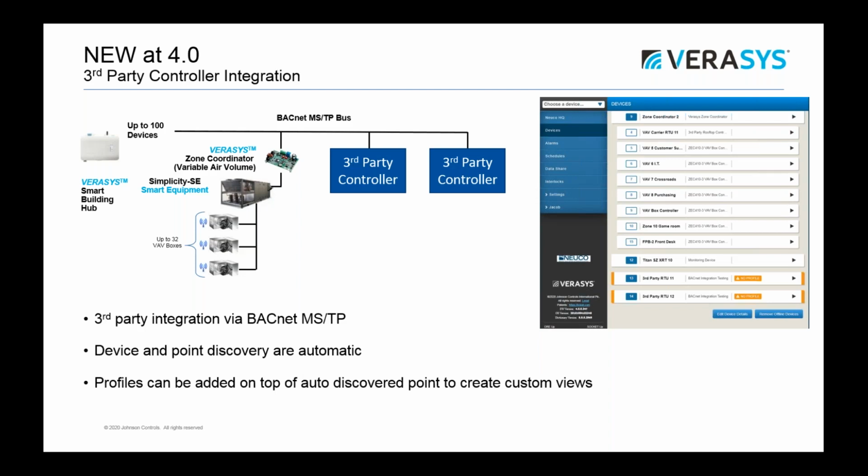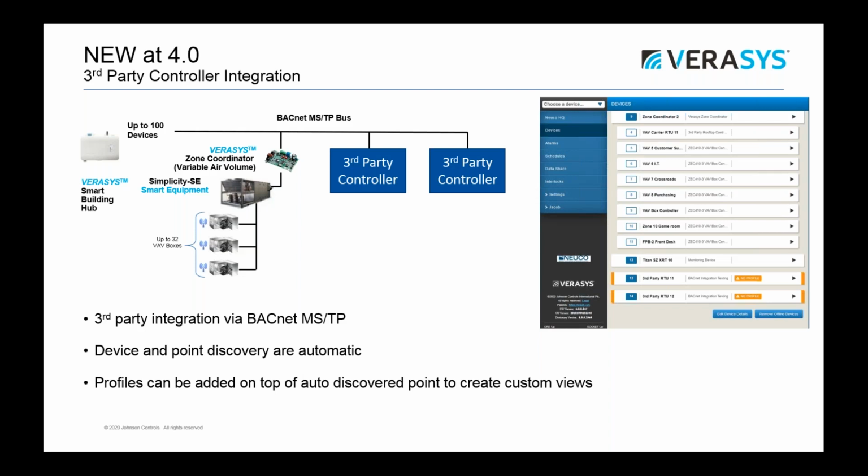The way the discovery works is pretty slick. It's automatic, meaning that you don't need to create any sort of database. You don't need to manually add in devices or add in device points. Once the third-party device is connected to the Smart Building Hub, the hub continuously sends out Who-Is commands to discover the devices, and then sends commands to discover the whole device point list as well.